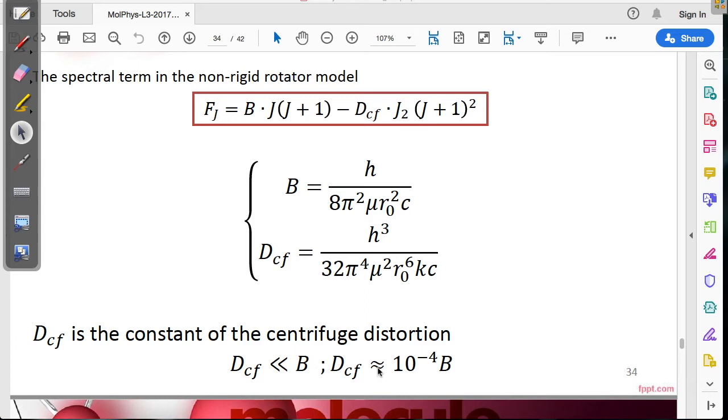It's the spectral term, which is in units of centimeter minus 1. So this is a wave number that will show up on the spectrum. This is the one that we've seen before, and it will be shifted by a certain value. That's all. Let us move on.